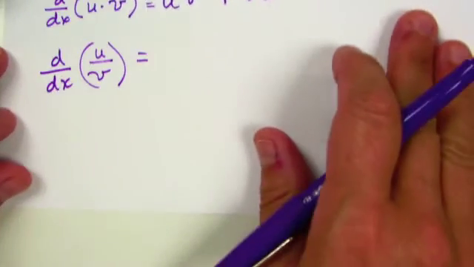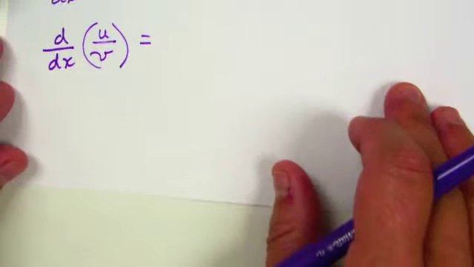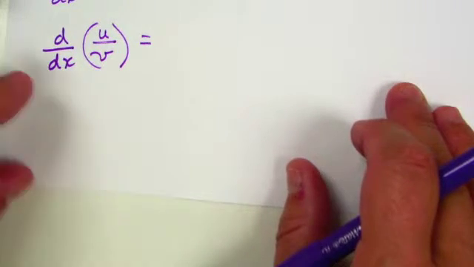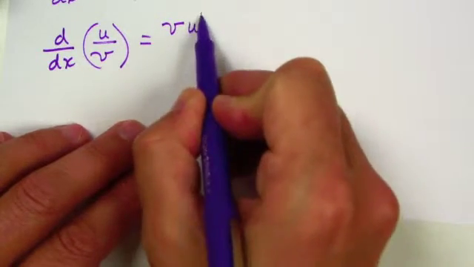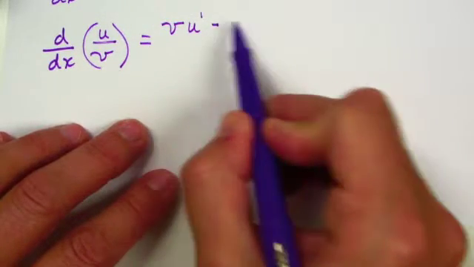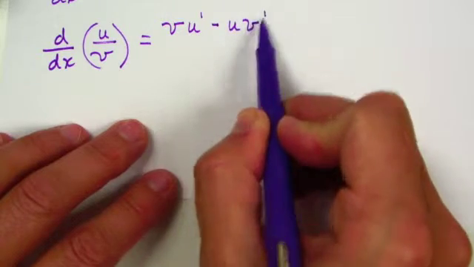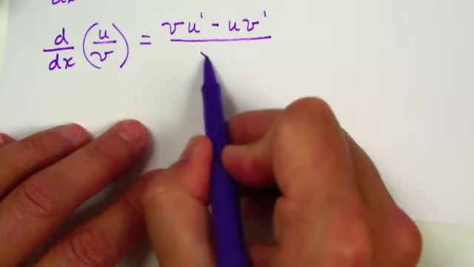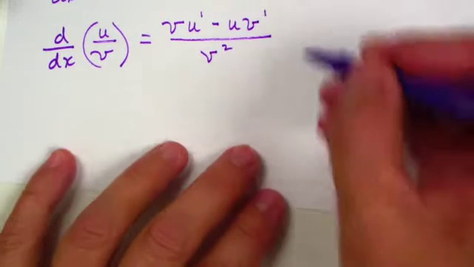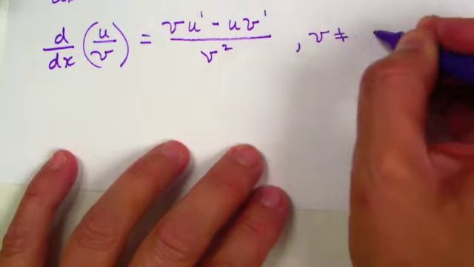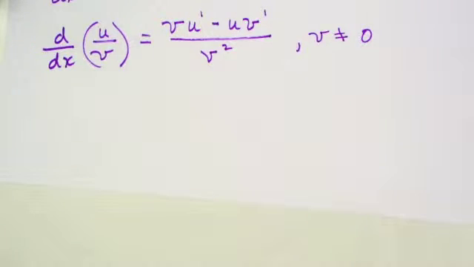So tell me how I would write the derivative of u divided by v in this same notation. v times u prime minus u times v prime. Yep. And then v can't be what? 0. Good.